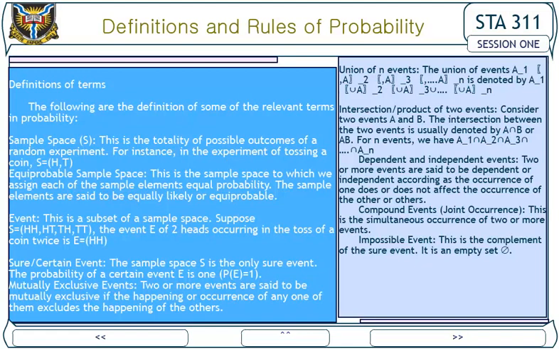9. Compound events. Joint occurrence. This is the simultaneous occurrence of 2 or more events. 10. Impossible event. This is the complement of the sure event. It is an empty set.